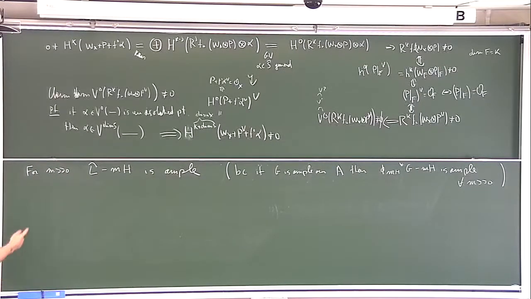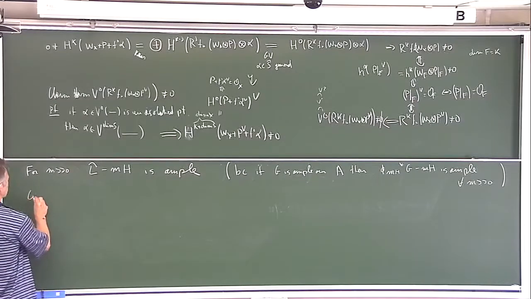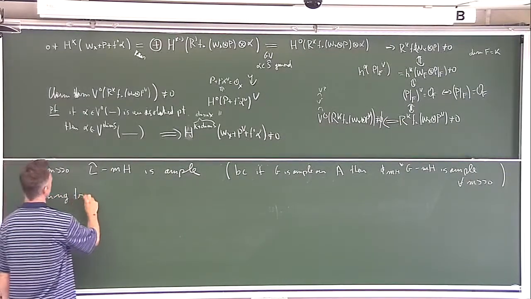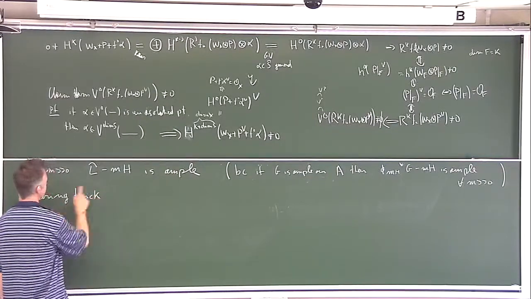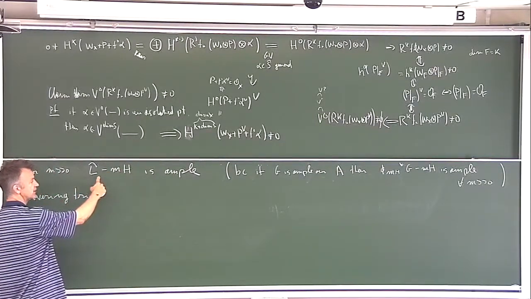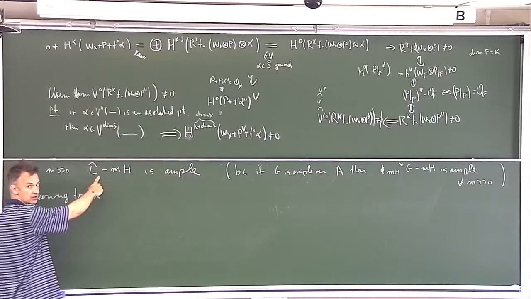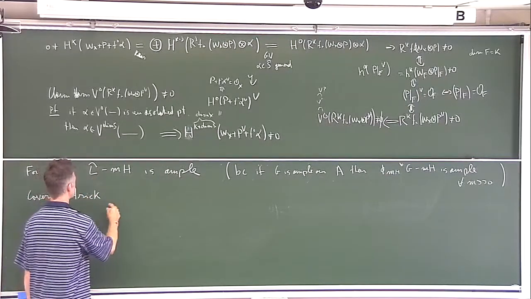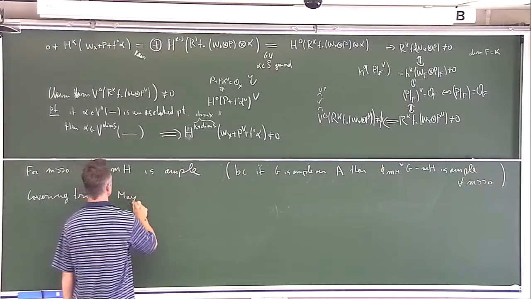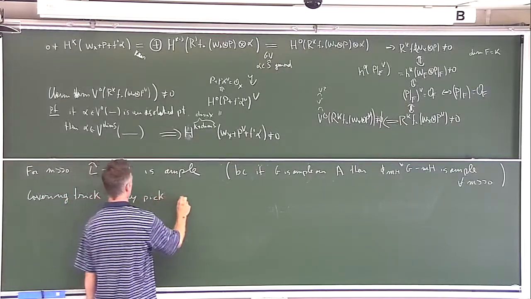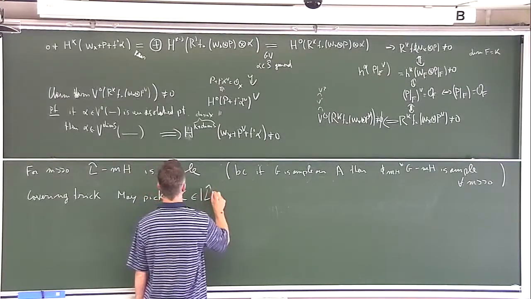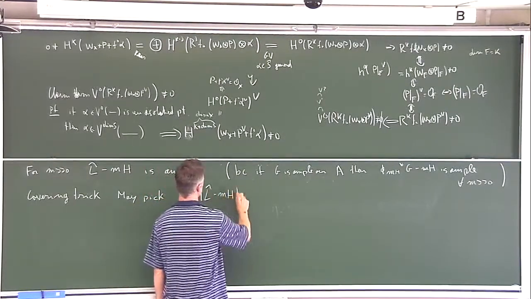Then you do some covering trick. After a covering trick, it's not obvious that you can make this to be as ample as you want. You can make this to be very ample. After a covering trick, I may pick a smooth curve C in L hat minus MH.